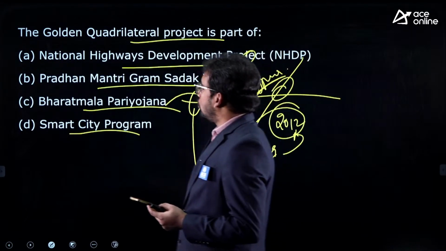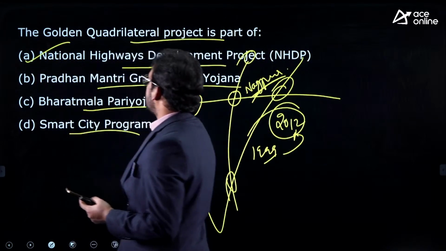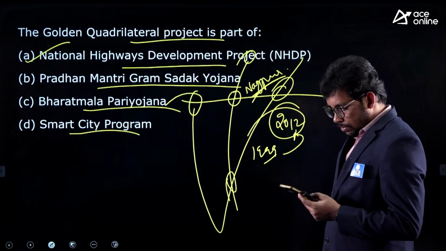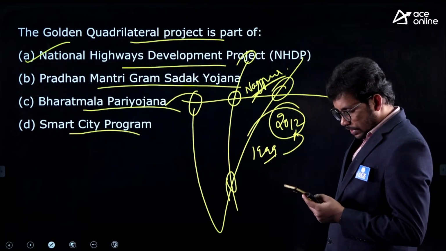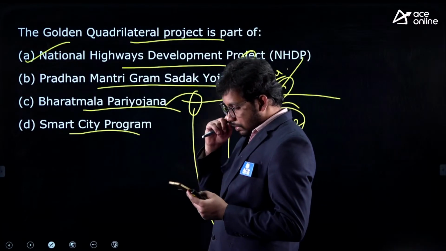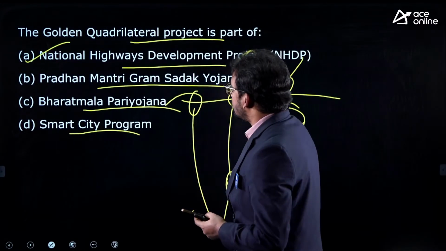Okay, so the answer is A, National Highway Development Project, NHDP. Very good. Rakshita, then Ishran, Venkat. So three people have answered. Very good.